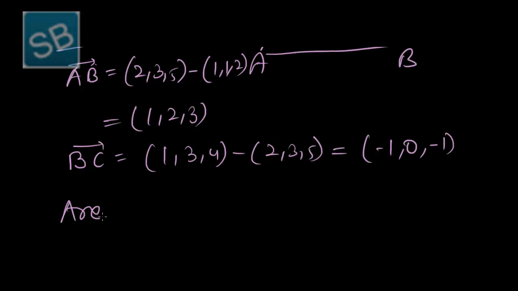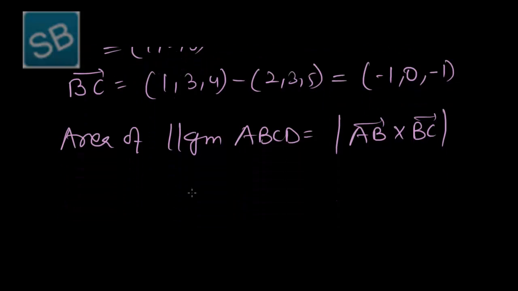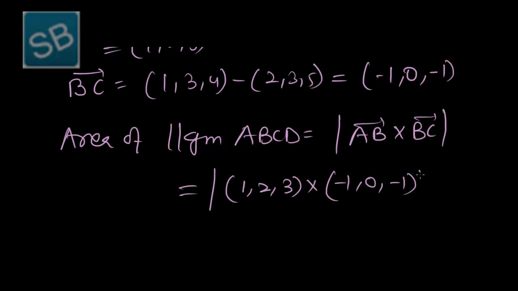Therefore, area of parallelogram ABCD is equal to modulus of vector AB cross vector BC, that is a cross product. So we write here that vector AB is (1, 2, 3) cross product BC is (minus 1, 0, minus 1).